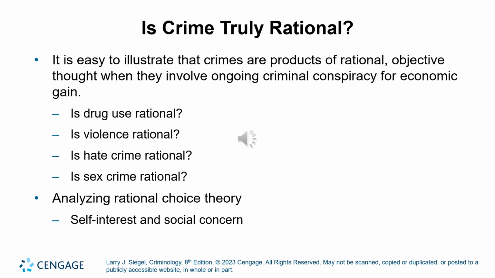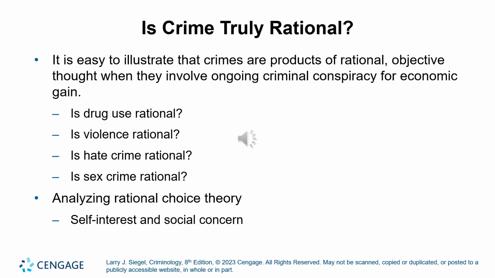It's easy to see rational thinking in crimes that involve planning and long-term gain, like organized schemes, financial fraud, or coordinated drug trafficking. Those clearly involve strategy and decision-making. But the bigger question is whether other types of crime, like drug use, violence, hate crimes, or sex crimes, are rational too. These acts often seem emotional, impulsive, or driven by deeper psychological or social issues.